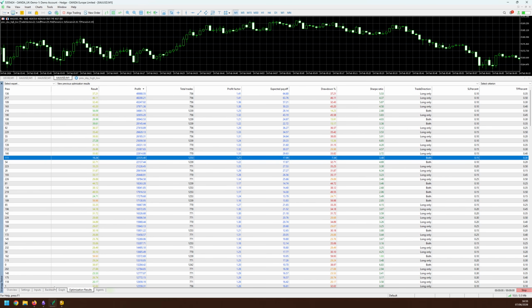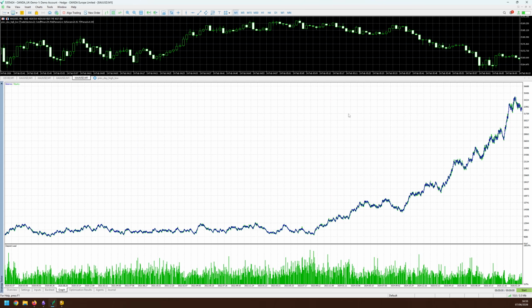If I just test this one on its own, then this is the equity curve. And I actually think this one looks the best out of all three so far. Again, if I ignore everything before 23, then the equity curve, the drawdowns, all looks really nice on this strategy.